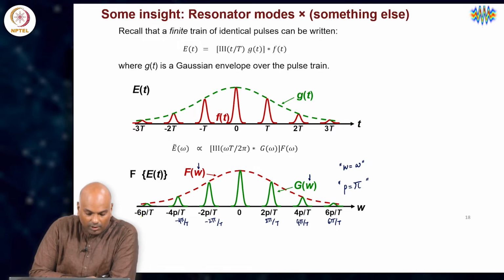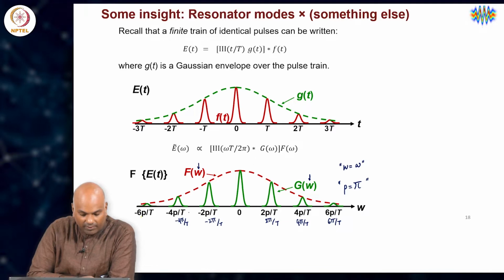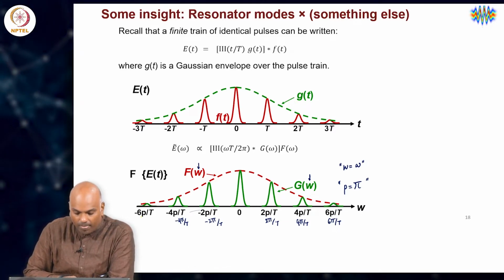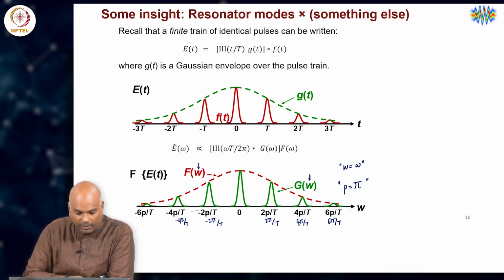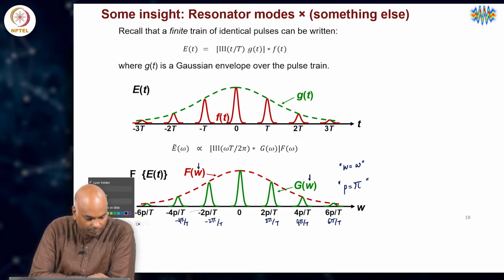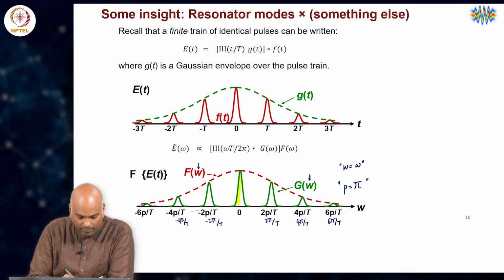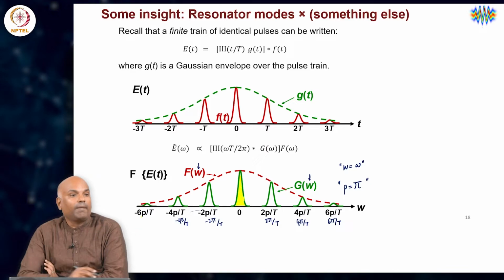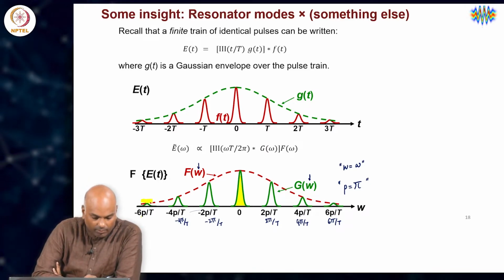So, here notice the bottom plot. On the horizontal axis we have 2 pi over T multiplied by integers, 2 pi, 4 pi, 6 pi, both on the positive and negative side. We have the peaks that we had considered earlier. So, this is the transmittance of the cavity, right. And there is an envelope.